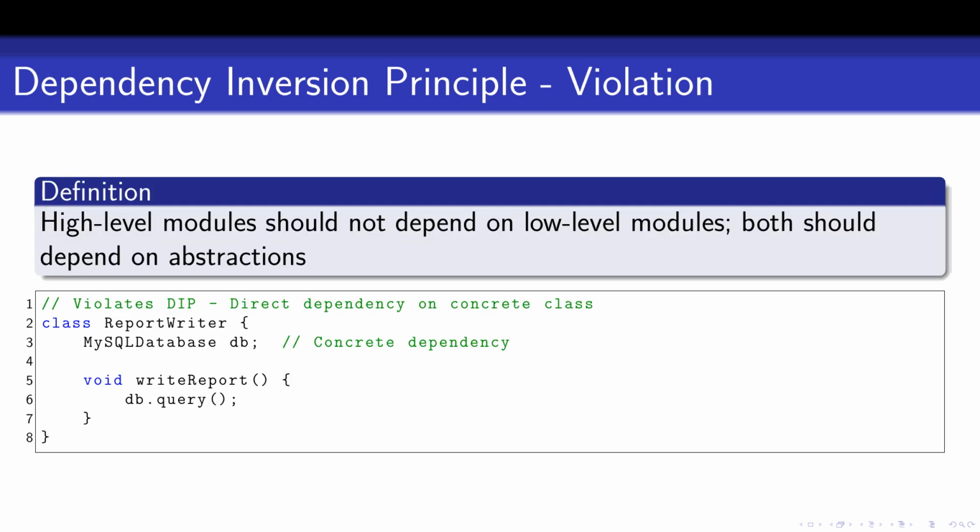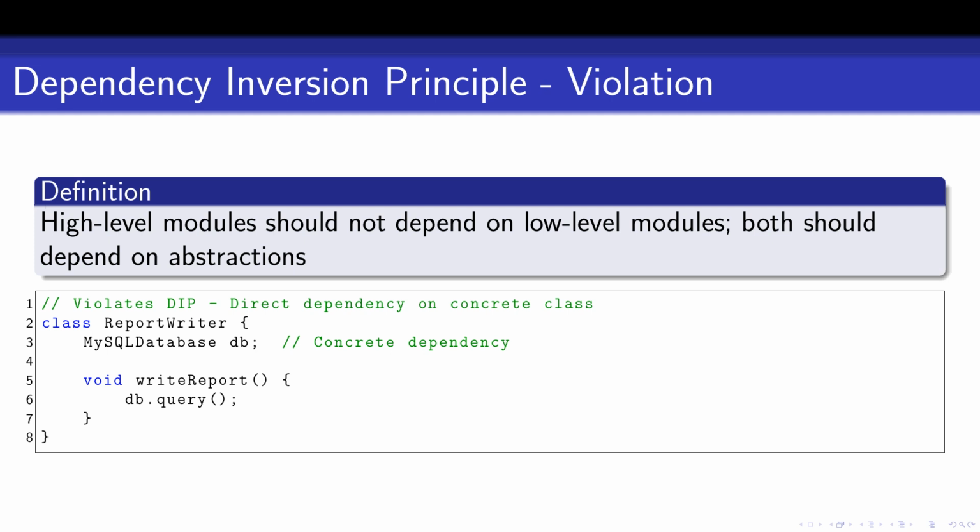The dependency inversion principle states that high-level modules should depend on abstractions, not concrete implementations. This ensures high-level modules do not depend on low-level modules, and promotes flexibility by decoupling components through the use of interfaces or abstract classes. Violations occur when code relies directly on concrete classes.